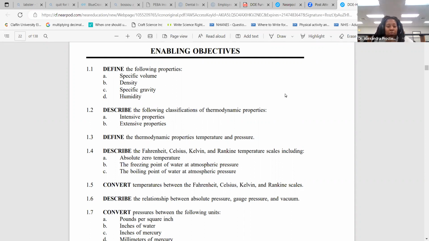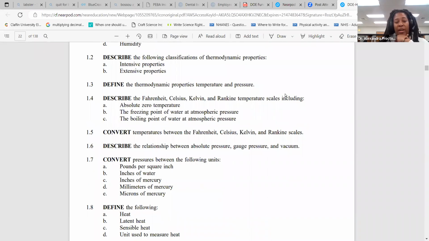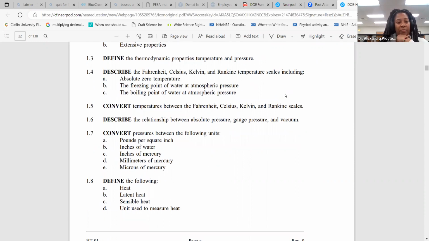atmospheric pressure, the boiling point of water at atmospheric pressure, and to convert temperatures between these scales, which is Fahrenheit, Celsius, Kelvin, and these Rankine scales. Also to describe the relationship between absolute pressure, gauge pressure, and vacuum. And then to convert pressure between the following units. So you'll see pounds per square inch, inches of water, inches of mercury, millimeters of mercury, and microns of mercury.